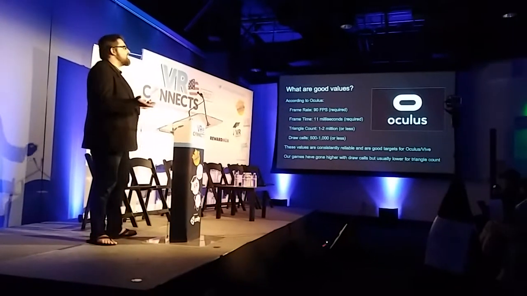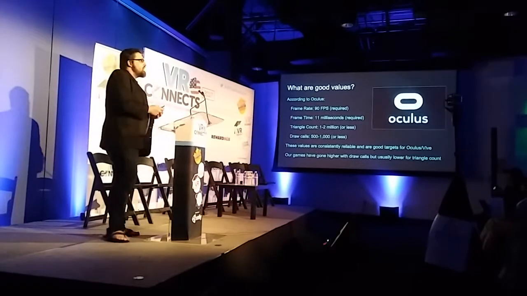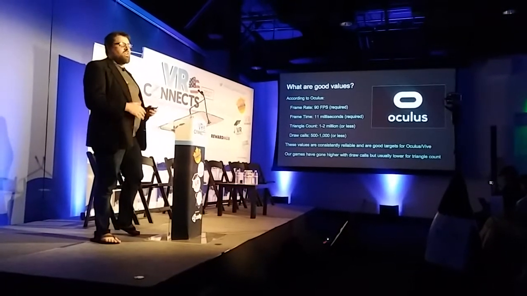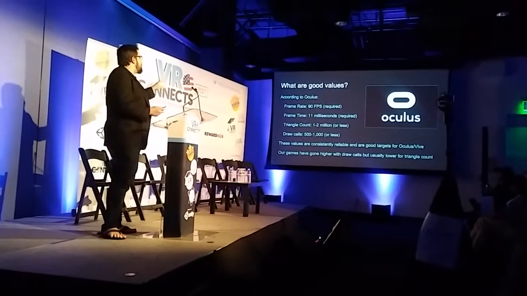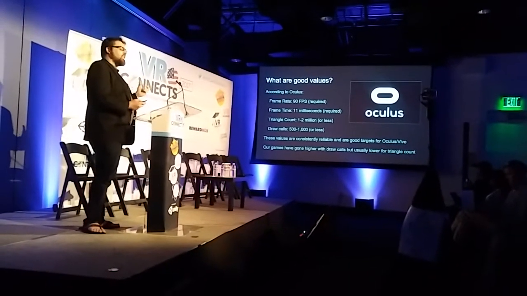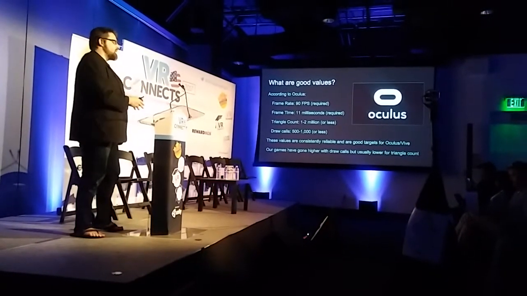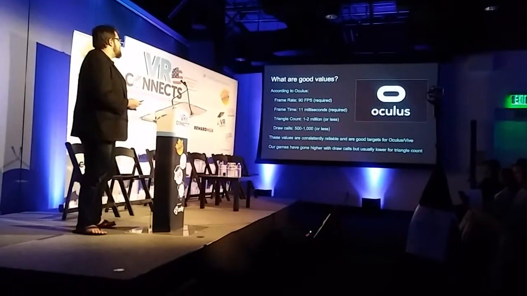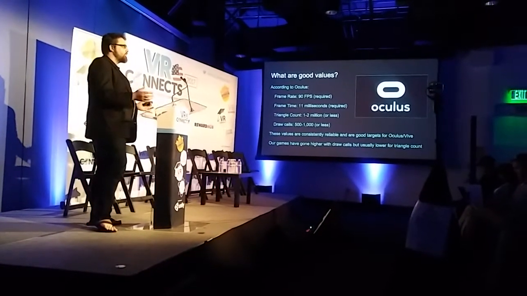So what are some good values for VR? This is always going to be ambiguous because it does depend somewhat on your content and all the varying platforms that are available. But as a general rule, you have to hit 90 frames per second, which is an 11 millisecond frame time. You have to have between 1 and 2 million triangles as an upper limit, and you probably want to be within 500 to 1,000 draw calls.